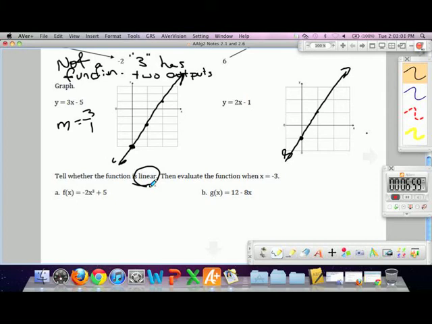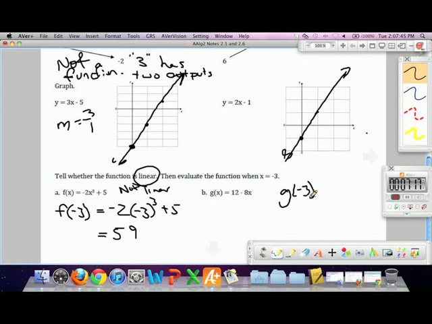It's 59. And we said that's not linear. Now g of x when x is -3. So g of -3 should be 12 minus 8 times -3. 8 times -3 is -24, so 12 minus -24. Minus a negative is a plus a positive, and 12 plus 24 is exactly what most of you got, 36. So g of -3 is 36.